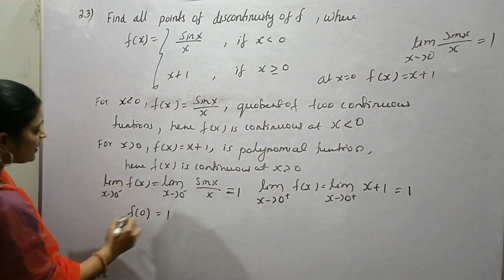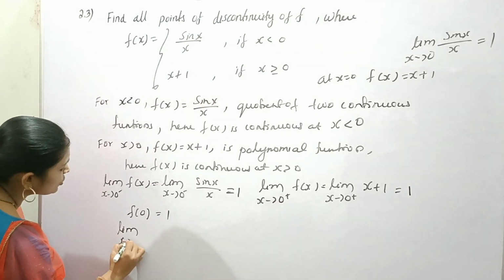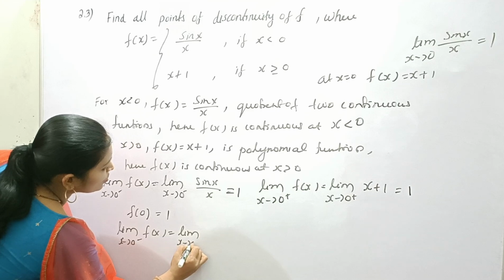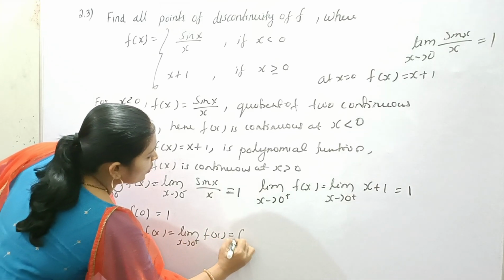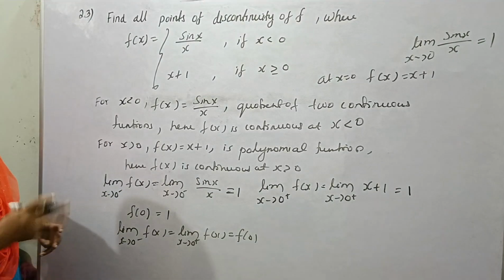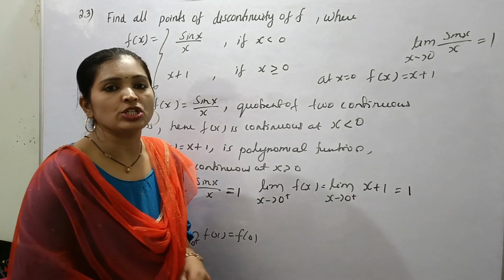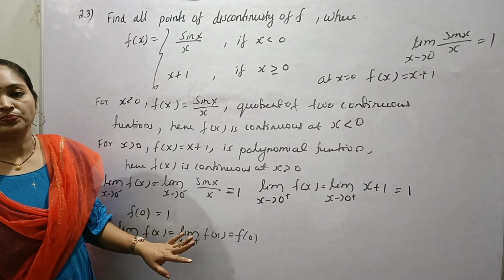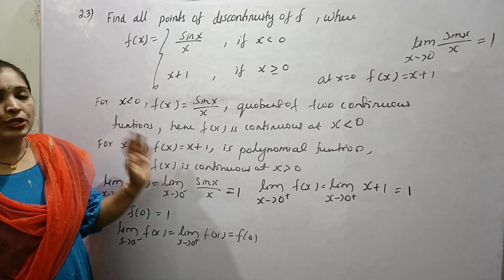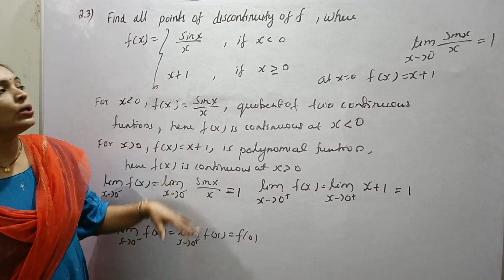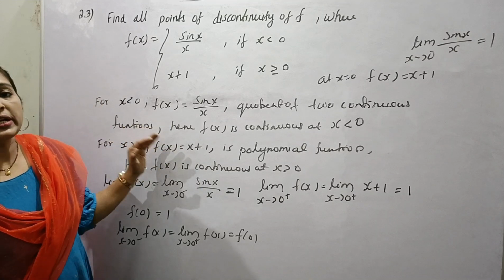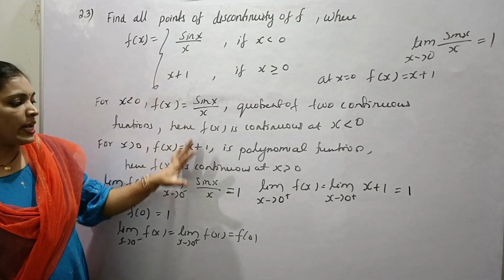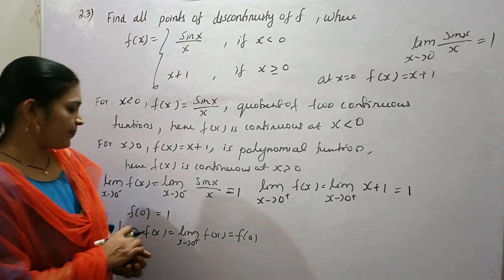So limit x tends to 0 minus f of x is equal to limit x tends to 0 plus f of x, that is equal to f of 0. Therefore, according to the definition of a continuous function, this function is continuous at x equal to 0. So this function is continuous at all the points, right? So this function has no point of discontinuity, because it is continuous at all the points.